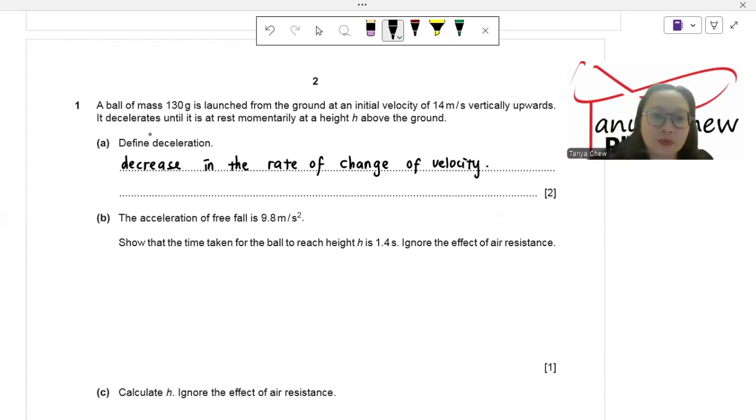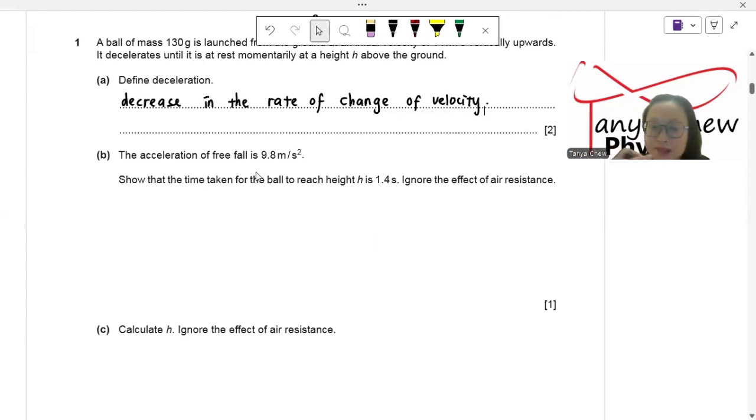Now, B, the acceleration of free fall is 9.8 meter per second square. Show that the time taken for the ball to reach the height h is 1.4 second. Ignore the effect of air resistance. So how are we going to show that? Remember, B is related to part A. So you look at A. A is deceleration. So I'm going to write down the equation of acceleration because deceleration and acceleration share the same equation. It's just that deceleration means the negative of acceleration. So I put a is equal to v minus u over t.